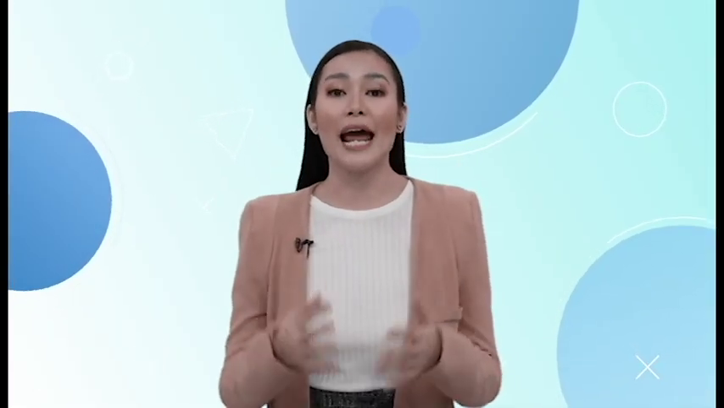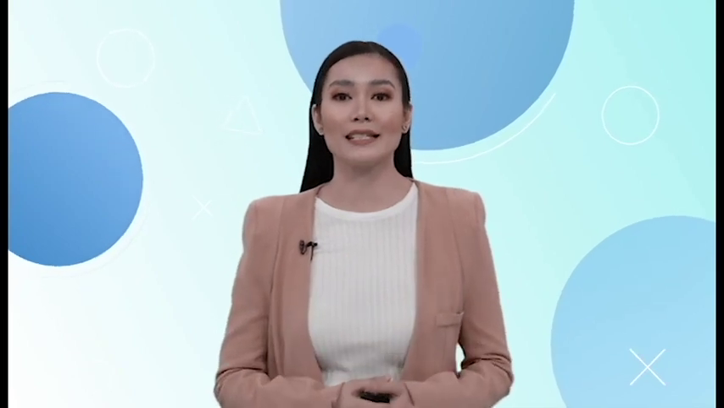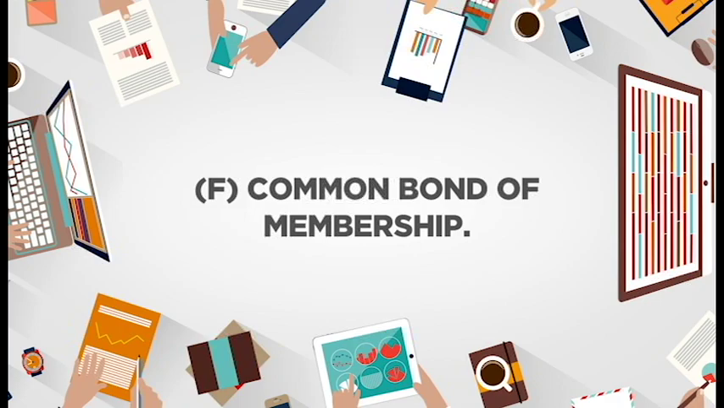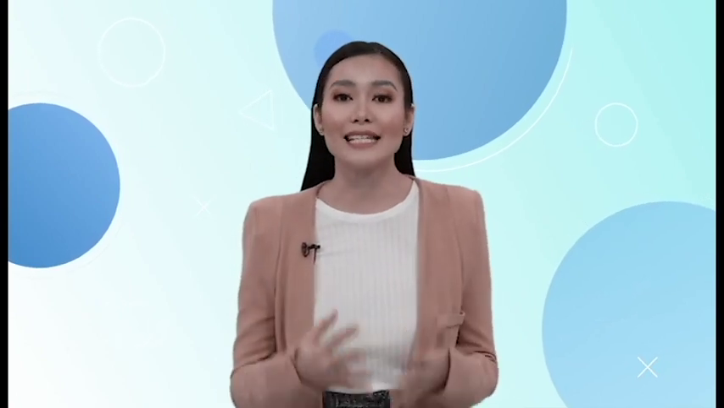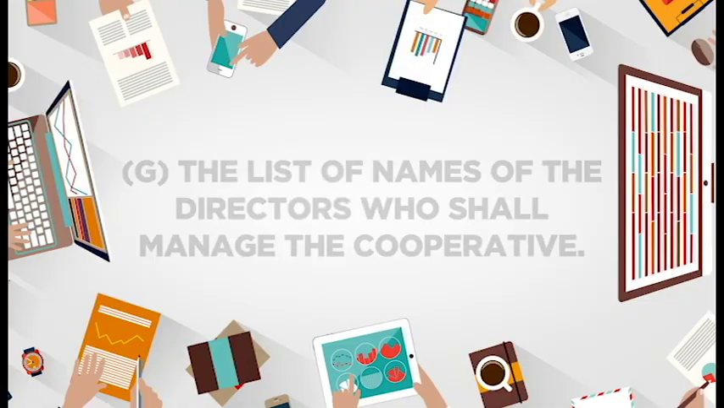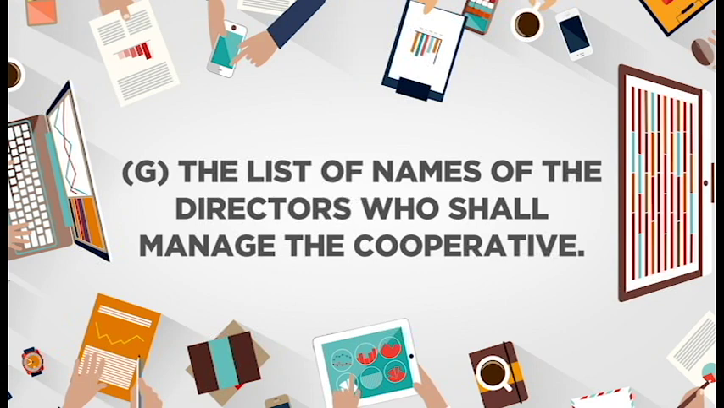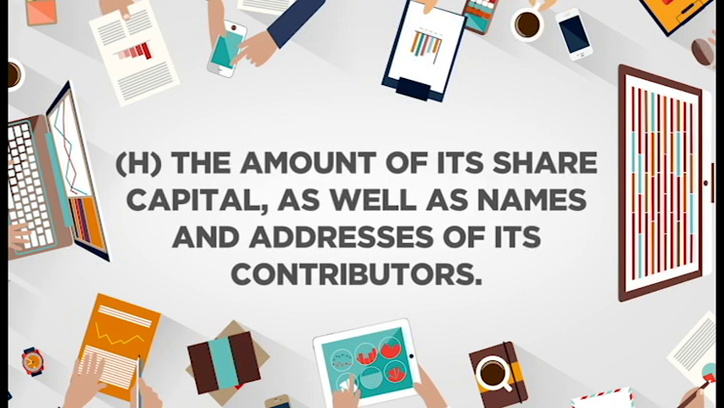The incorporators include the members of the core group, board of directors, and members of different committees. They shall not be more than 15 persons. F. Common bond of membership. The members of the cooperative may either be residing or working in the intended area of operation. G. The list of names of the directors who shall manage the cooperative. H. The amount of its share capital, as well as names and addresses of its contributors.